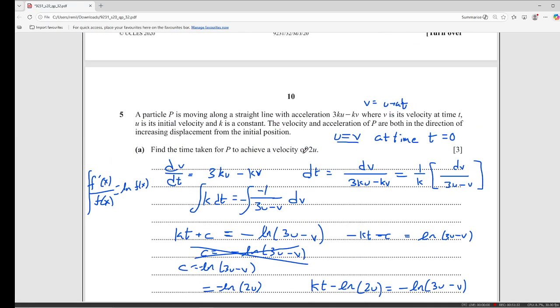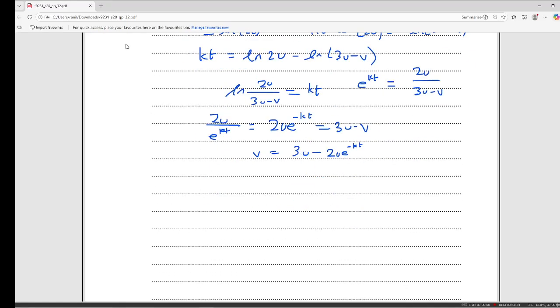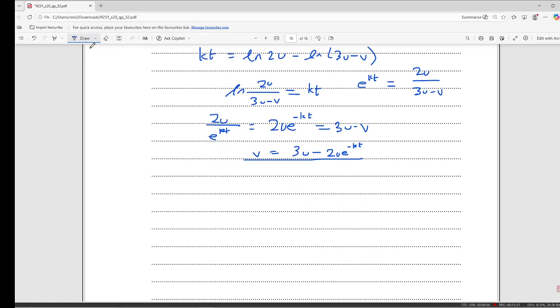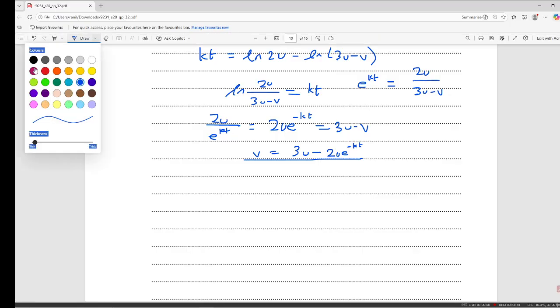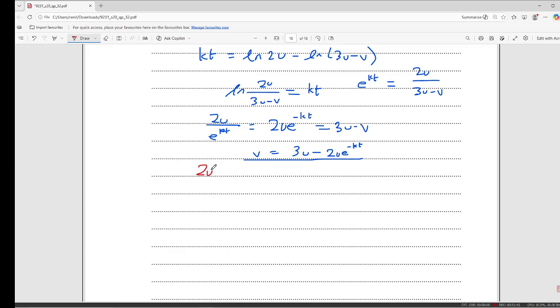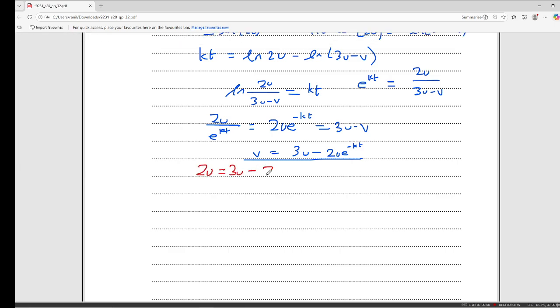Now find the time taken to achieve a velocity of 2u. So we've got the final equation. Now let's find the time taken to get that velocity. So velocity is 2u, and that is equal to 3u minus 2u e to the power negative kt. Perfect. Now if we rearrange it, we get 2u e to the power of negative kt equals u, because minus signs cancel out when you bring 3u this side, and yeah, we can cancel that, we get 1. So we get e to the power of negative kt equals 1 by 2.